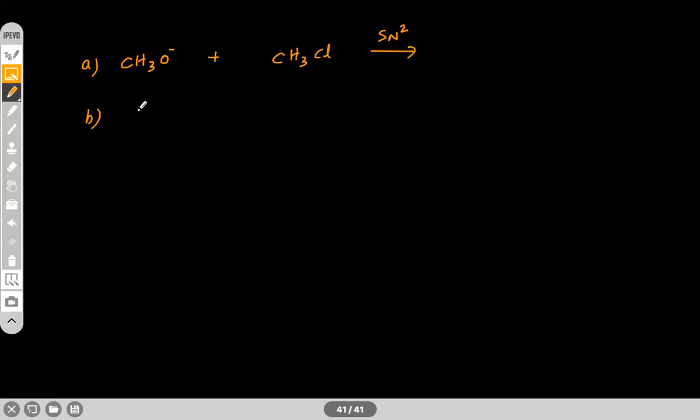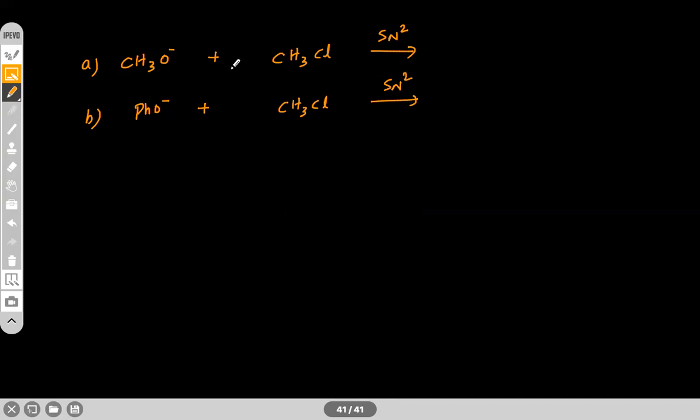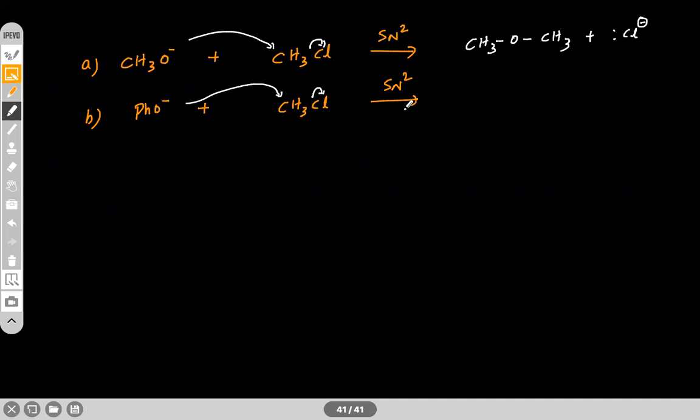Suppose we have two reactions: CH3O minus reacting with CH3Cl, an SN2 reaction we are considering, and the second one is PhO minus plus CH3Cl, also an SN2 reaction. If you consider the product here, this attacks onto this carbon and this chlorine goes out. The product is CH3OCH3 plus Cl minus goes out. Here we get PhOCH3 plus Cl minus goes out.